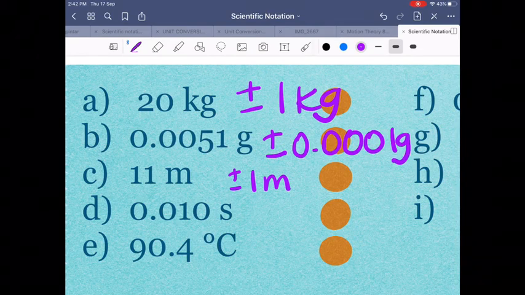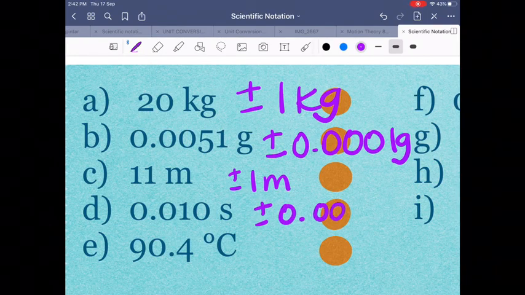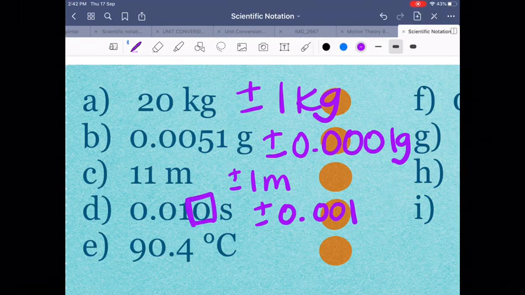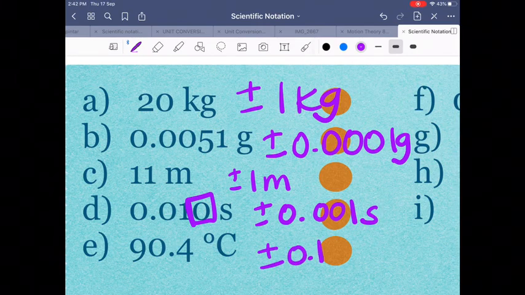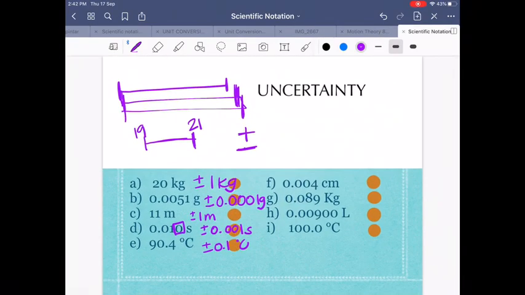Super important. In the next one, it would be plus minus 0.001 seconds, because remember this one is significant. Okay. Then in the next one we will have plus minus 0.1 degrees Celsius.